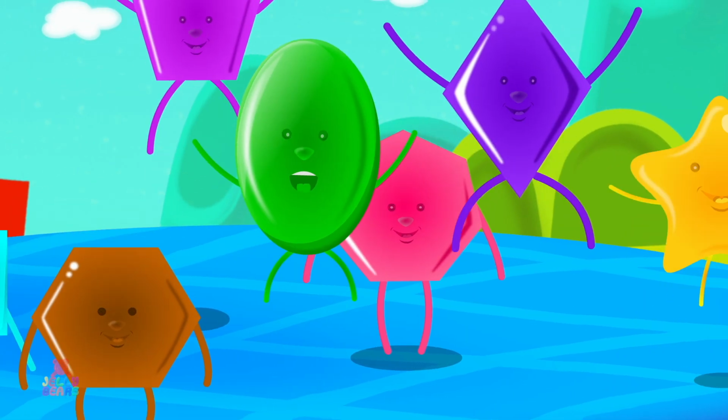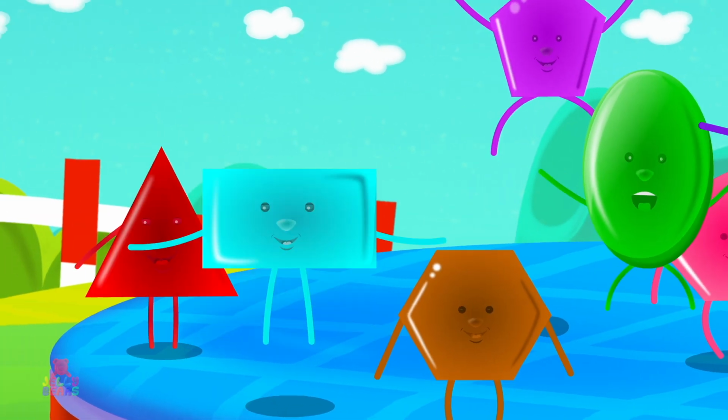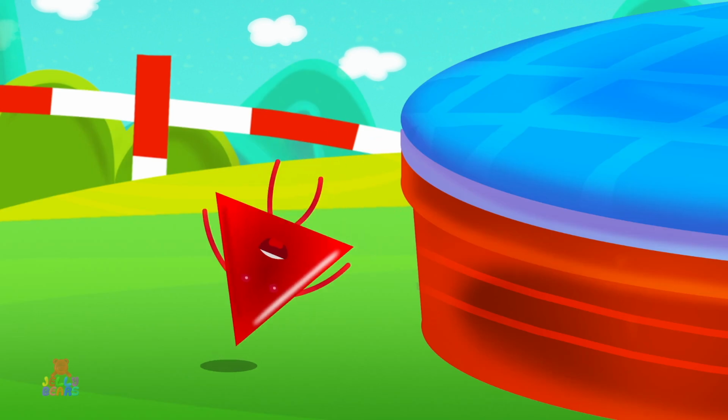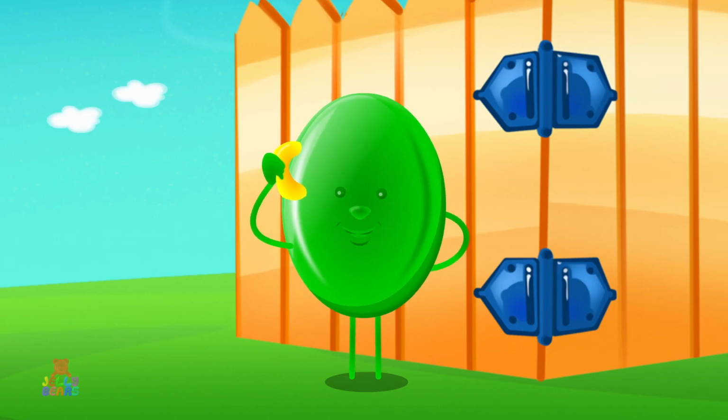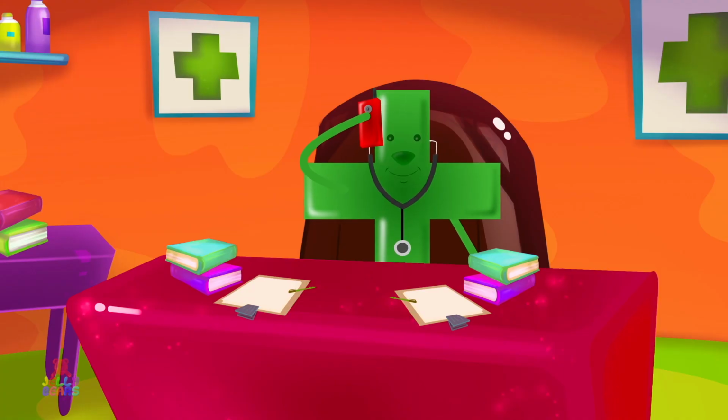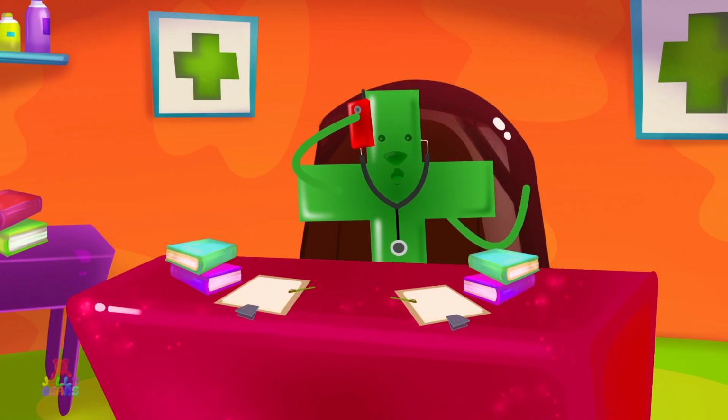Eight little shapes jumping on the bed. Triangle fell off and bumped her head. Oval called the doctor and the doctor said, no more shapes jumping on the bed.